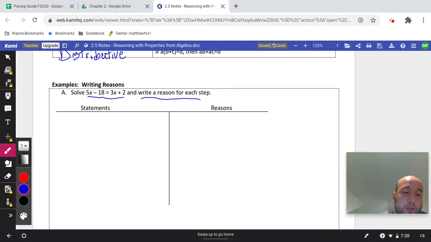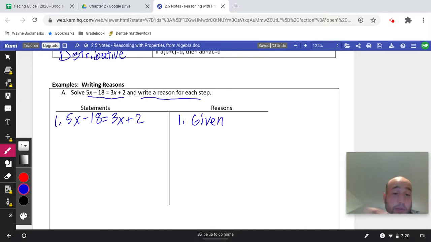So the first statement always will be just writing the problem down. And each blank is worth half a point usually. So just for writing this down, we get half a point. And the reason I know what the problem is because it was given to us. Anytime you're doing a proof, that first reason is always going to be given to you.